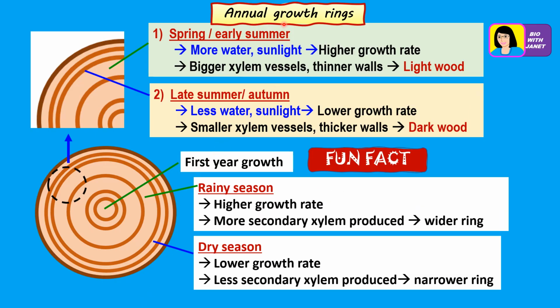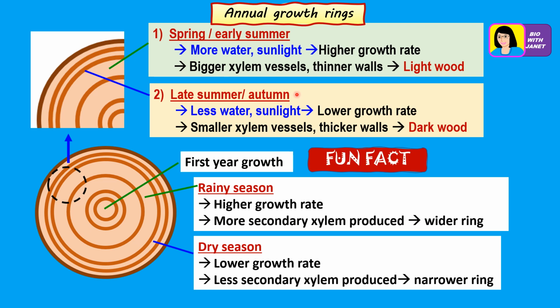So here's the summary of what we studied just now for annual growth rings. In spring until early summer, there is more water, more sunlight, so higher growth rate of the xylem tissues, the secondary xylem tissues. This will produce bigger xylem vessels with thinner walls, so it produces wood that is brighter and lighter in color, the light wood.